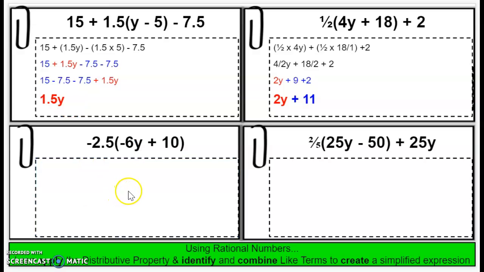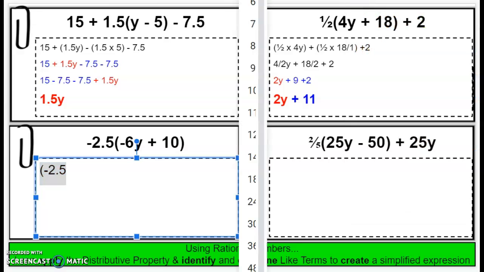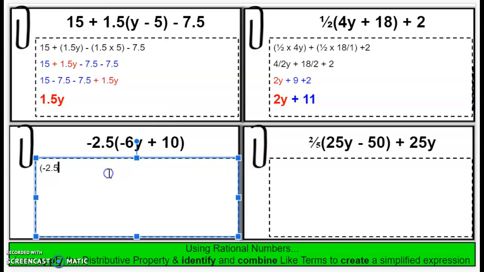All right, so the third problem, we have a decimal. We're going to go ahead and distribute that in, and so I'm going to write that out. So I have a negative 2.5. Let me open parentheses and change this to be black so that way you can see it. Okay, so I'm going to distribute that negative 2.5. We're going to multiply that by negative 6y. I'm going to close that. We're going to add the next term, or the next grouping, to negative 2.5 times 10. And here I did the distributive property. I distributed that negative 2.5 to both of those terms.